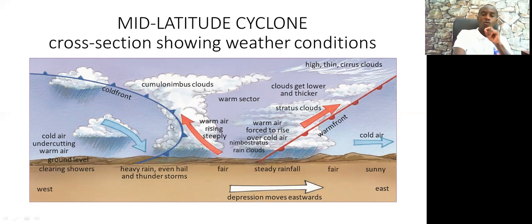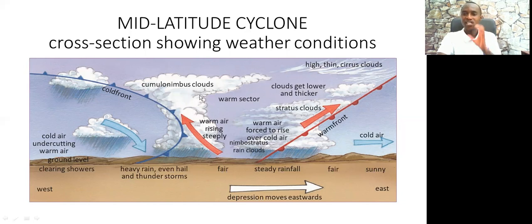So like I was saying here, this is a cold front, and remember it's following warm air, and warm air is being lifted up. As it's lifted up, warm air rises steeply, and it forms what we call cumulonimbus clouds. So when we're talking of mid-latitude cyclones, tropical cyclones, you're going to see that cumulonimbus clouds are associated with heavy rainfall, and you find the cumulonimbus in mid-latitude cyclones in front of the cold front. So this also gives the conditions that you find on the cold front, because cumulonimbus clouds result in heavy rainfall.